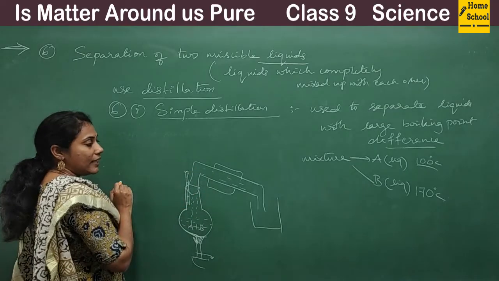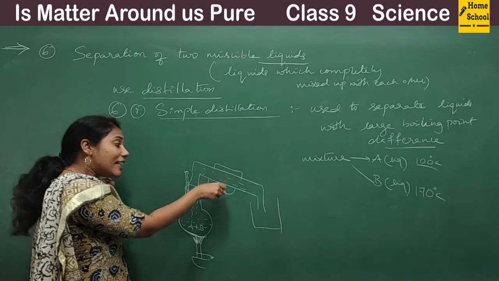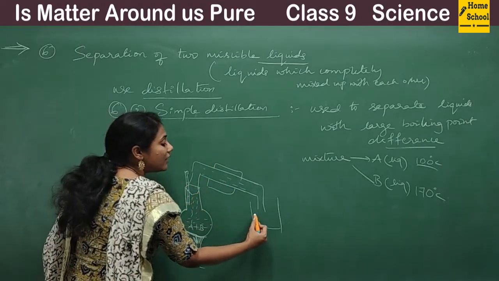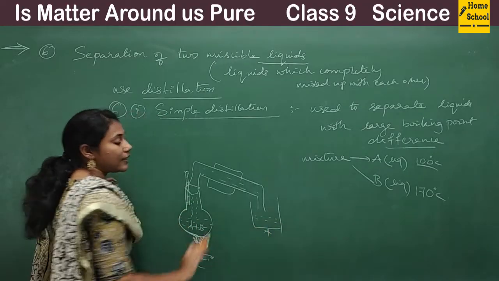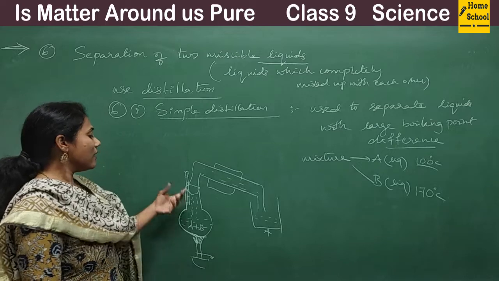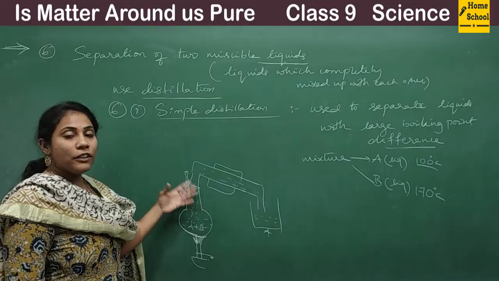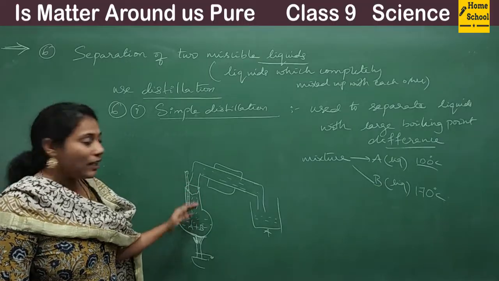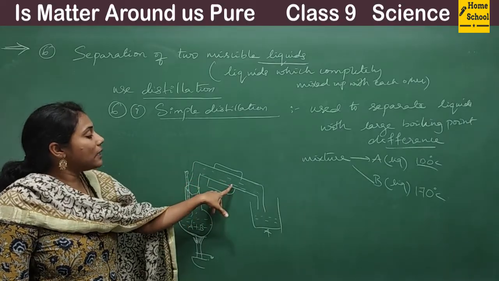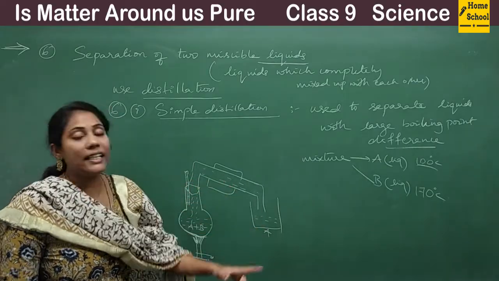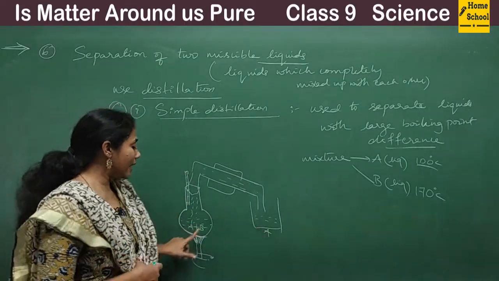First, it will reach the condenser. In the condenser, the vapor again becomes a liquid. As a liquid, it gets collected in the beaker. So whatever liquid you collected in the beaker was A. Once you maintain the temperature at 100 to 105 for a while, all vapors of A will come to the condenser. There it becomes a liquid, and as a liquid you are collecting it in the beaker. Now this is how you can separate A from B.